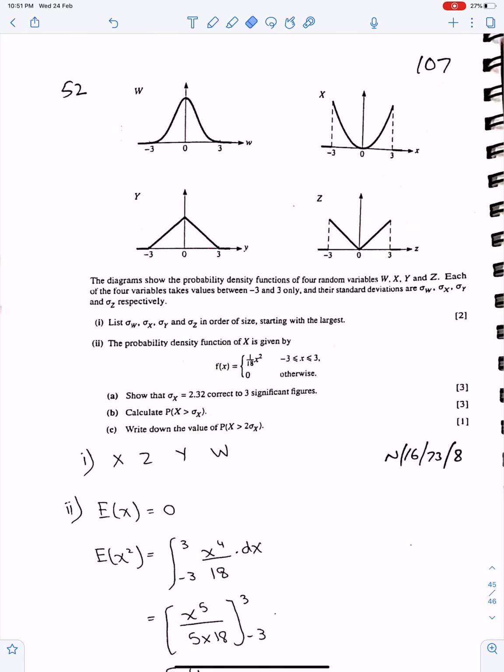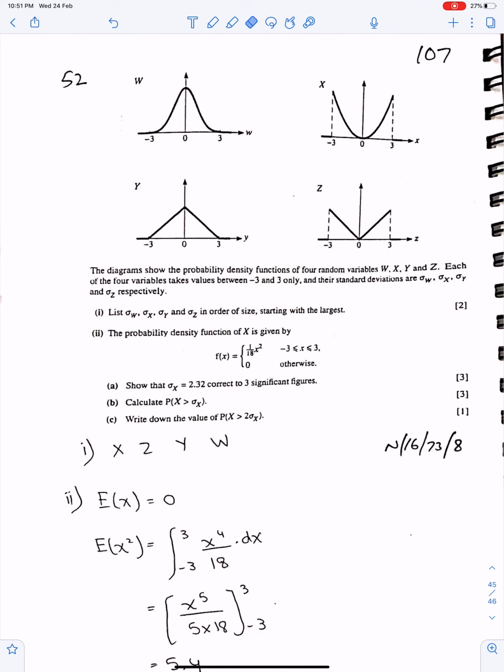This is simple. I have done a question of this type before. The largest standard deviation is here because there is high probability at both extremes. The second largest is here. The next largest is here, and the next largest is here. So x, z, y, w. Mean for which sketch? For x. Where is x? X. So the mean is 0.